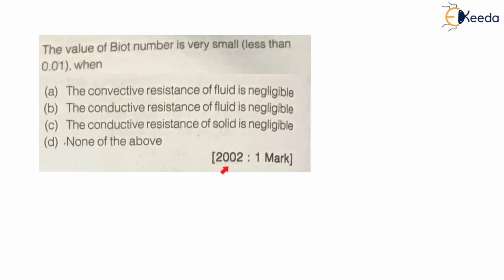Now, the next question, asked in GATE 2002 for 1 mark: the value of Biot number is very small, less than 0.01. Whenever Biot number is very small, then internal conduction resistance of solid is very small. Look at the options: the convection resistance of fluid is negligible? No. The conduction resistance of fluid is negligible? No, again, it is for solid, not fluid. Then the conduction resistance of solid is negligible. Yes, exactly. Option C is correct. Whenever Biot number is very small, then conduction resistance of solid is negligible.